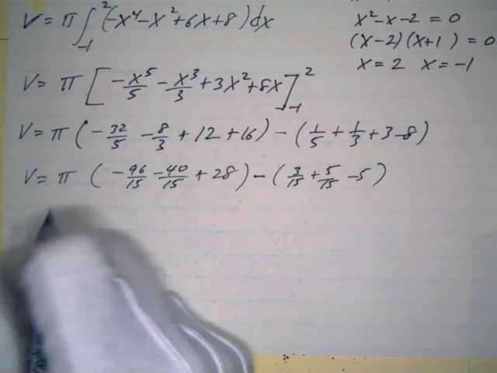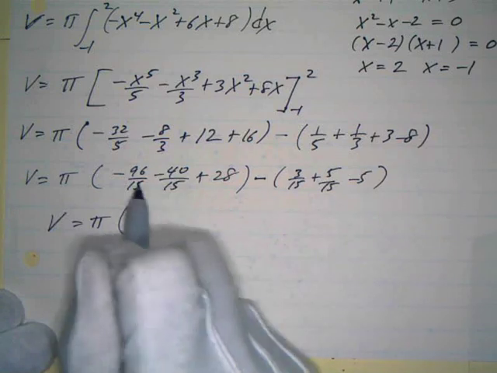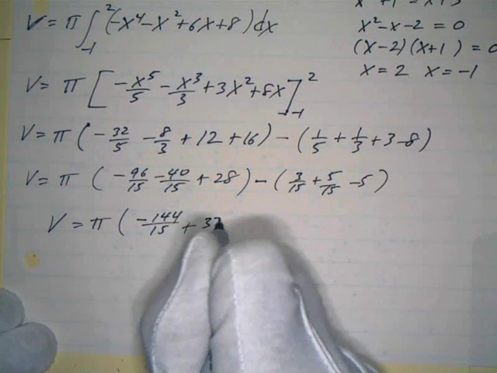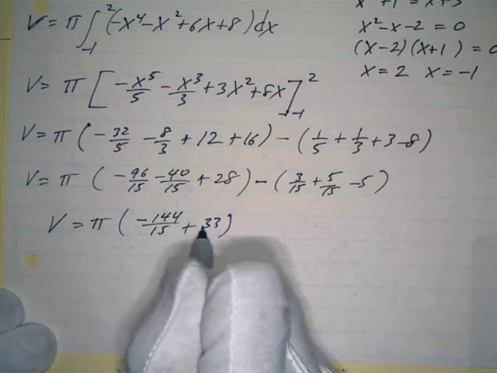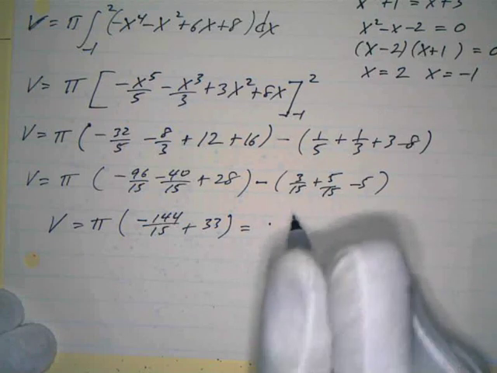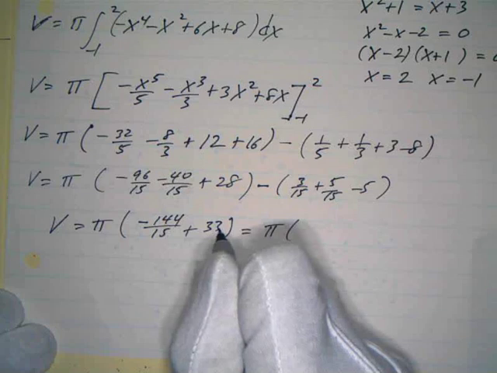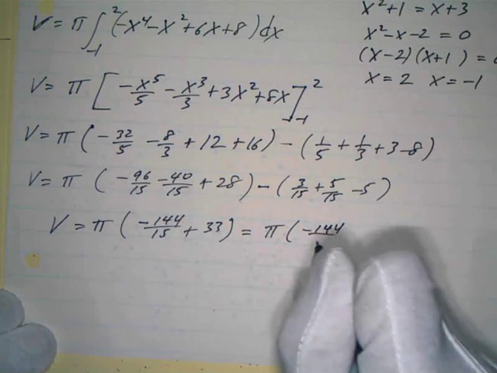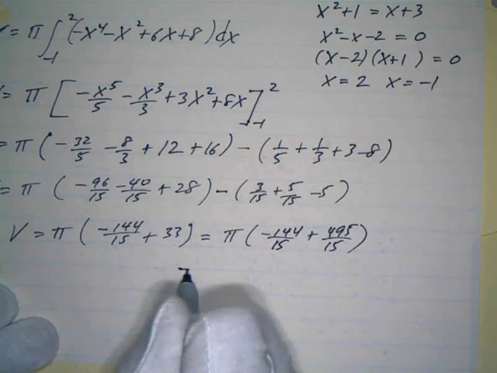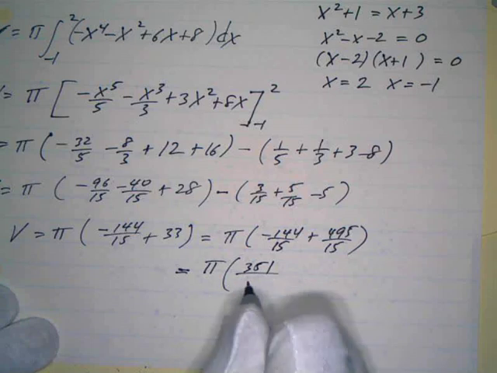And then I add up all these 15s, so volume equals pi. And if I add up all these 15s, I get -144 over 15 plus 33. And then if you put these all over 15, but you guys love this stuff, all this arithmetic. Put this all over 15, you get pi times, so make that over 15, so that's going to be negative 144 over 15 plus 495 over 15. This equals pi times, so 495 minus 144 is 351 over 15.